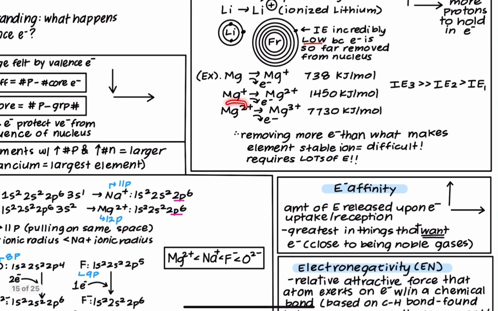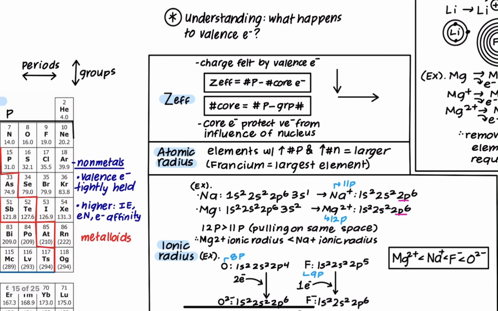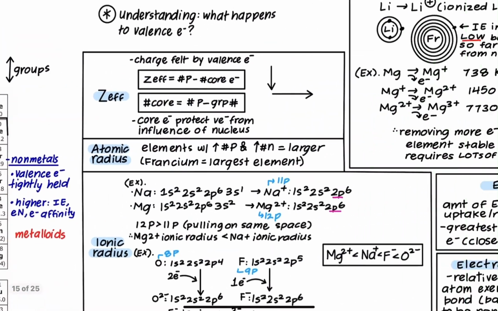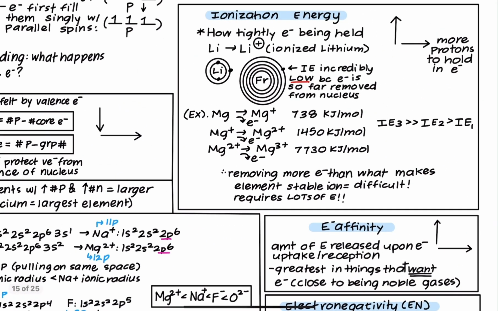After that point, magnesium, like I said, is now stable. It has the same configuration as, say, neon, right? Which is a noble gas. Noble gases are very stable. If we try to remove another electron, as you can see, look at the energy jump here. So removing more electrons from an already stable ion requires a lot of ionization energy.